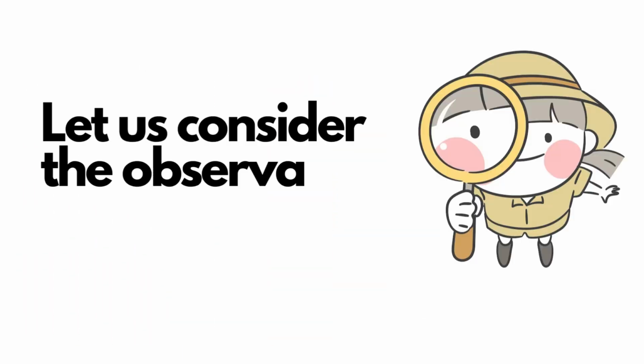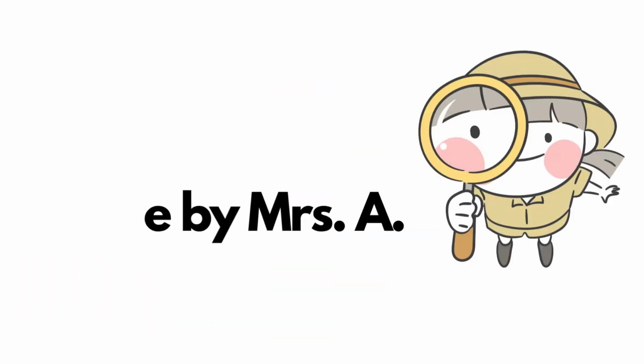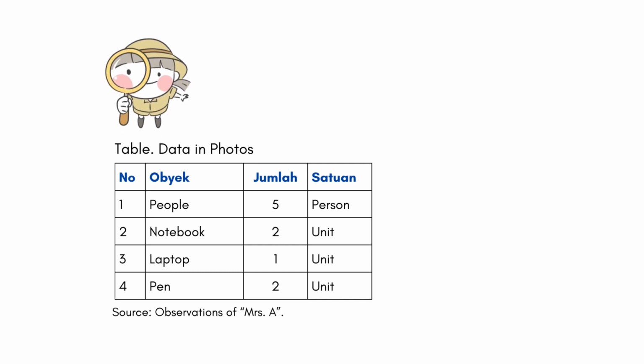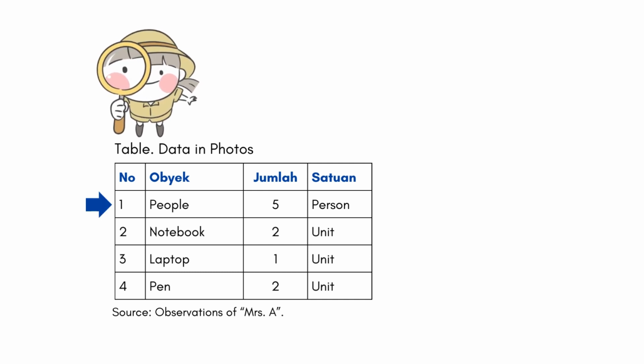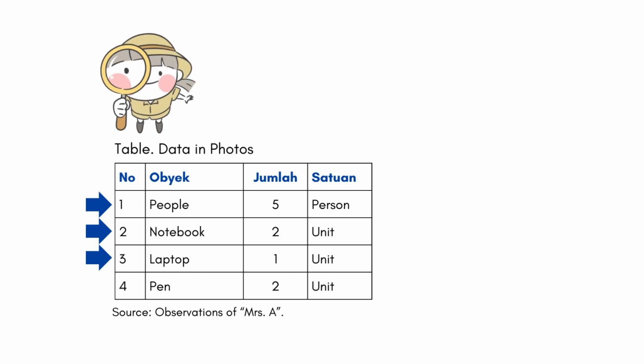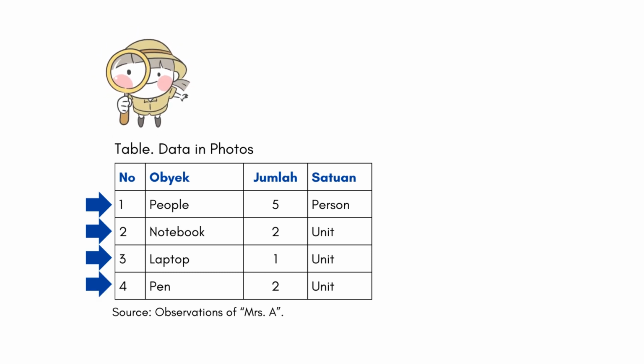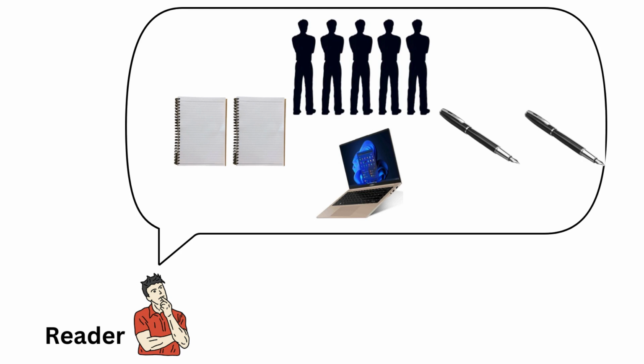Let us consider the observations made by Mrs. A. Mrs. A recorded 4 types of objects. There were 5 people, 2 notebooks, 1 laptop, and 2 pens. Data readers, who did not directly observe the conditions and situations recorded by Mrs. A, might imagine it like this.